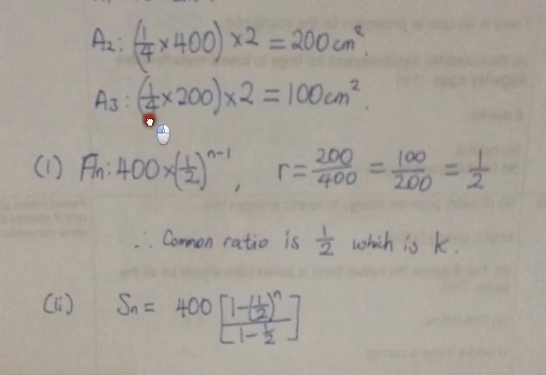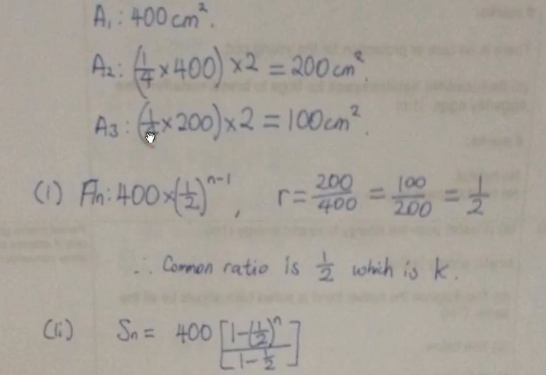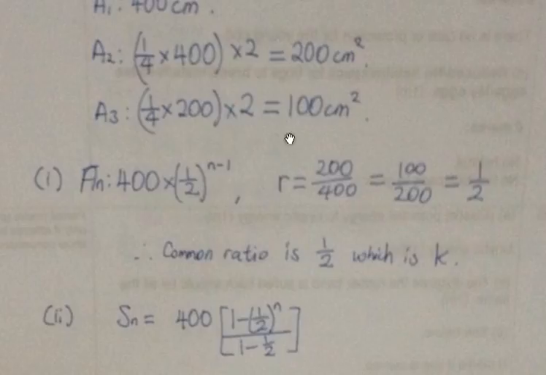So correspondingly, the area of the nth term is actually 400, you look at the pattern going on here, times half, because a quarter times 2 is half, to the power of n minus 1, whereby r is the common ratio. You can see 200 out of 400 is equivalent to 100 out of 200, which is half. Common ratio is half, which is the value of k that we are looking for.